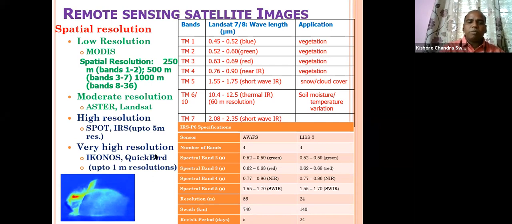We can go for very high resolution, depending on which types of crop we are targeting. If it is a cash crop, then we can go for very high resolution. If you are growing some crop commercially, then we can go for that. And this is the IRS P6 specifications.